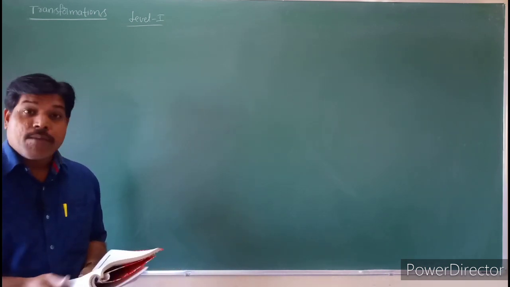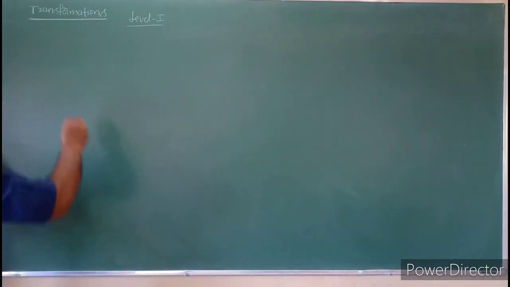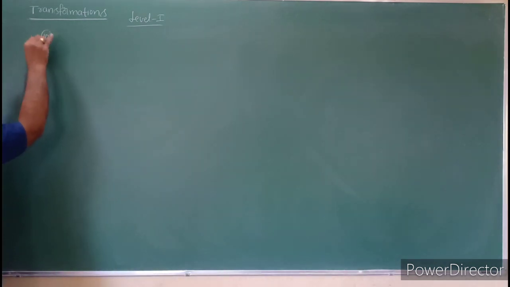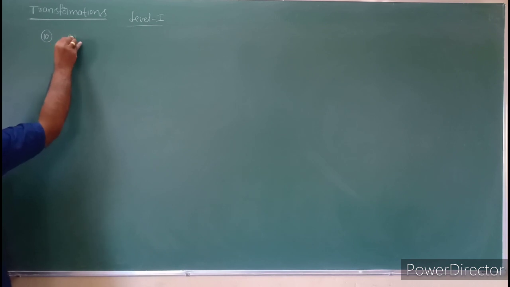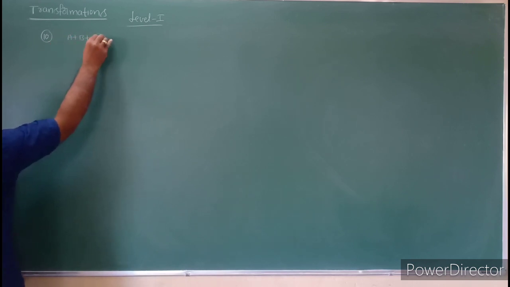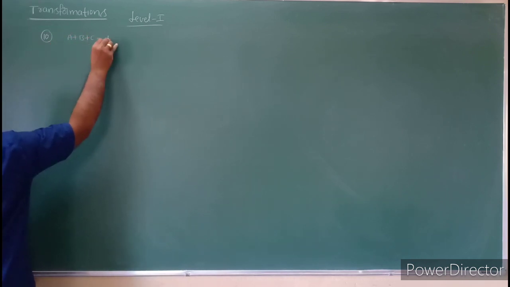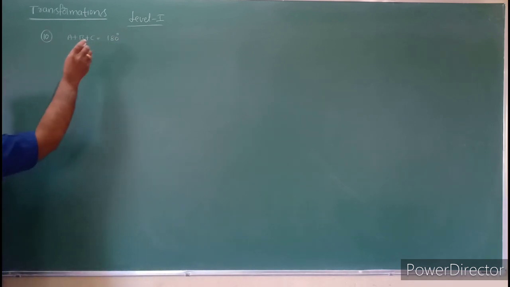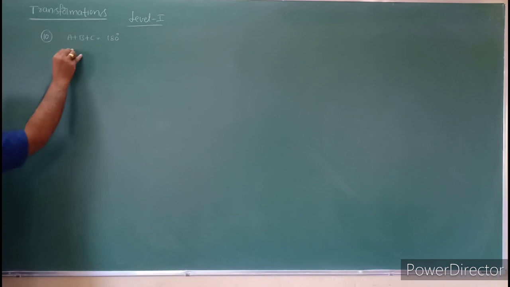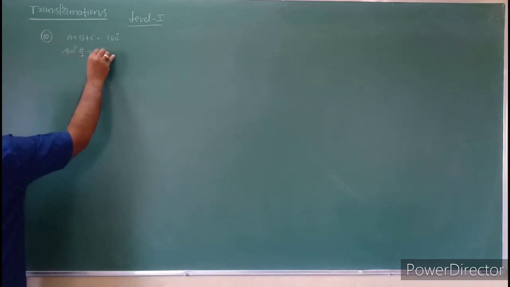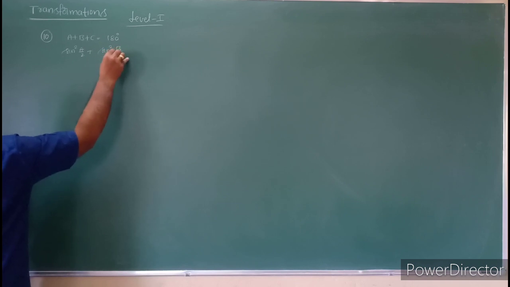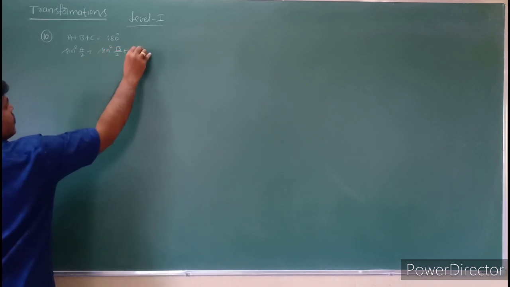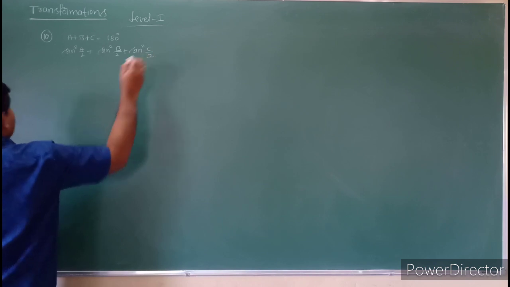So see the question number 10. It is also the same kind of question. What they have given is that A plus B plus C is equal to 180 degrees. Then they are asking sine square A by 2 plus sine square B by 2 plus sine square C by 2.